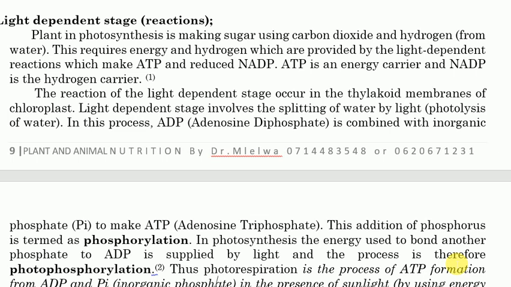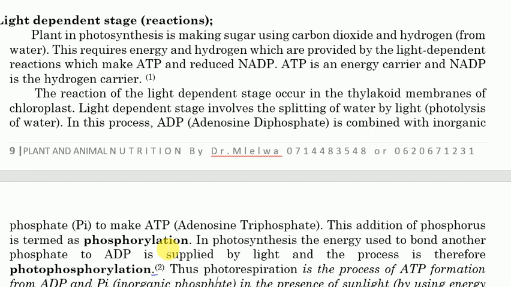So this addition of phosphorus is termed as phosphorylation. When we add phosphorus to a certain molecule, we call that process phosphorylation. Because this process takes place in the presence of light in photosynthesis, the energy used to bond another phosphate to ADP is supplied by light, and the process is therefore called photophosphorylation.